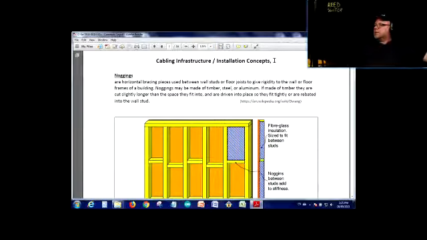Now, there's a different definition of nudgings. Nudgings were the horizontal bracing pieces used between the wall studs or the floor joists to give rigidity to the wall or floor frames of a building. Nudgings might be made of timber, steel, or aluminum. Well, here, I'm going to stop for a second.